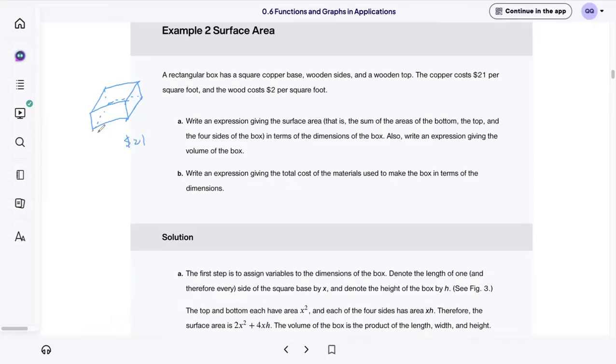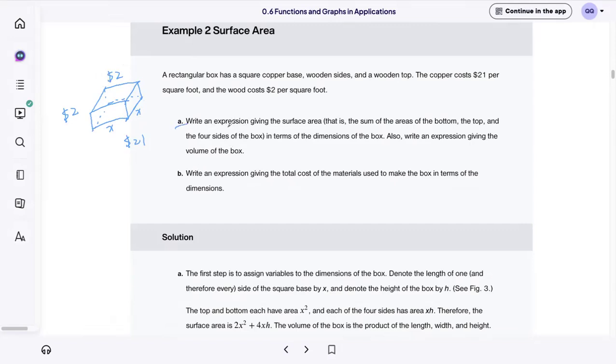So let's see the bottom. Let's say this is x, then this is also x. And the wood: all the sides are wooden, and that costs $2 per square foot. The wooden sides, and the top is also wooden. The top also costs $2.